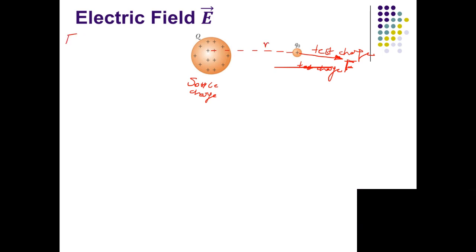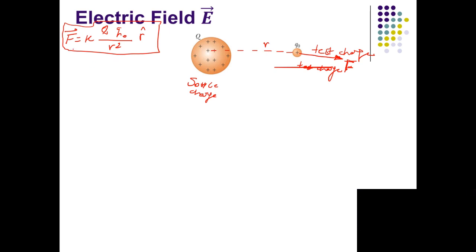So the force will be equal to K Q, magnitude of Q naught. I don't have to put the absolute value. We know now. Divided by R squared, and there is a unit vector R hat. In this case, we could say it's I hat, a unit vector I, but let's just call it R hat.